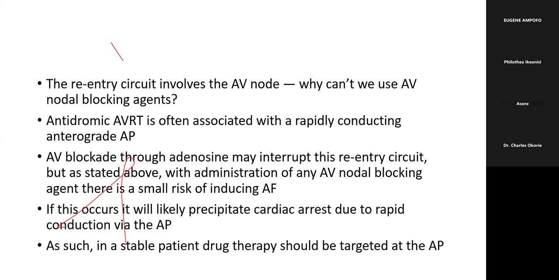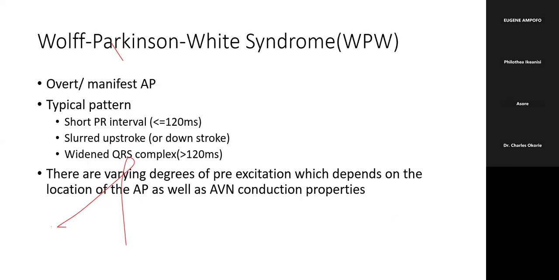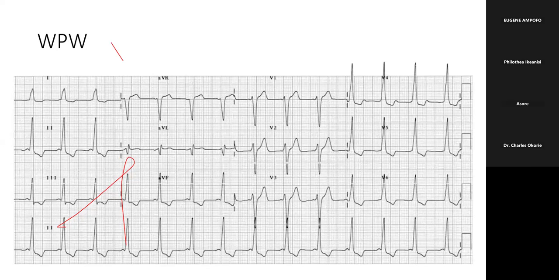So this Wolff-Parkinson-White syndrome, I've just described it as we talked about the antidromic. The main characteristics are a short PR interval, less than 120 milliseconds, then a slowed upstroke and a widened QRS complex. So this is the Wolff-Parkinson-White ECG. We can see the short PR interval, the slowed upstroke, and the widened QRS complex.